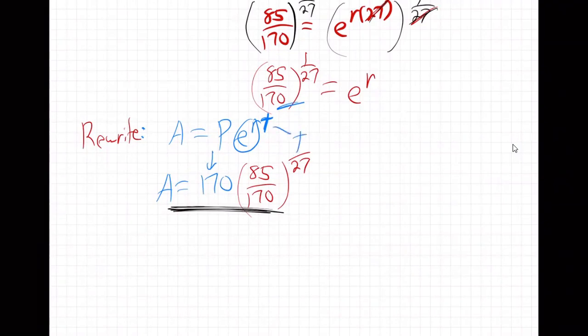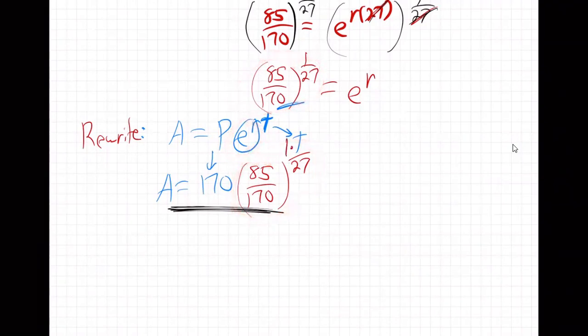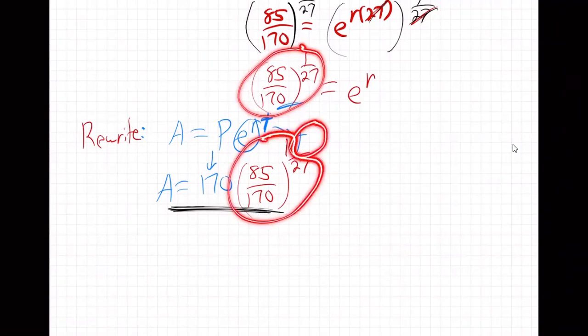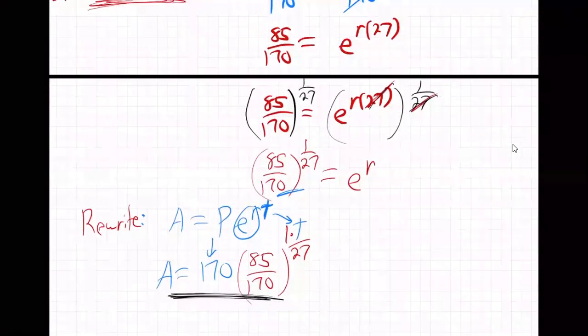There's the t, right? See how the e to the r is all of this. So all of this, 1 over 27. You might go, well, where's the 1? Well, the 1's here if you want. 1 times t, that's just t, right? 85 over 170 to the 1 over 27 to the t. So the t times 1 is just t on the top. Is that good? So there's the rewrite.